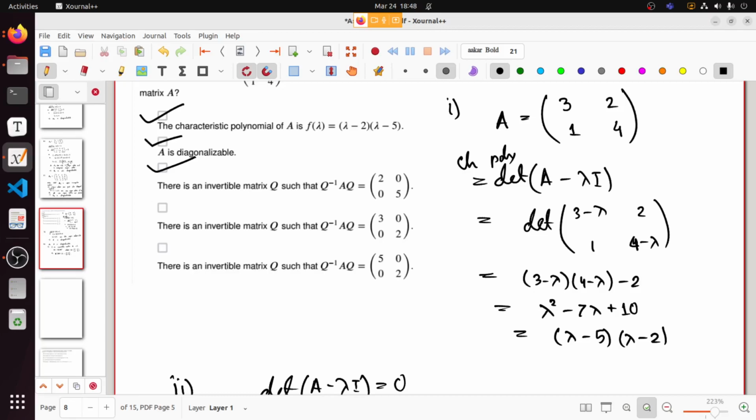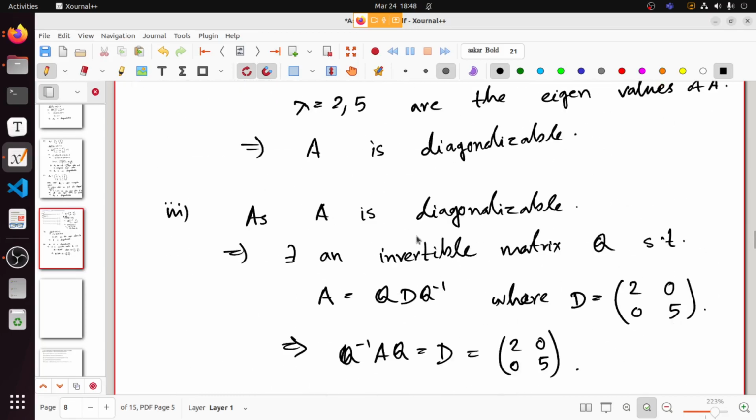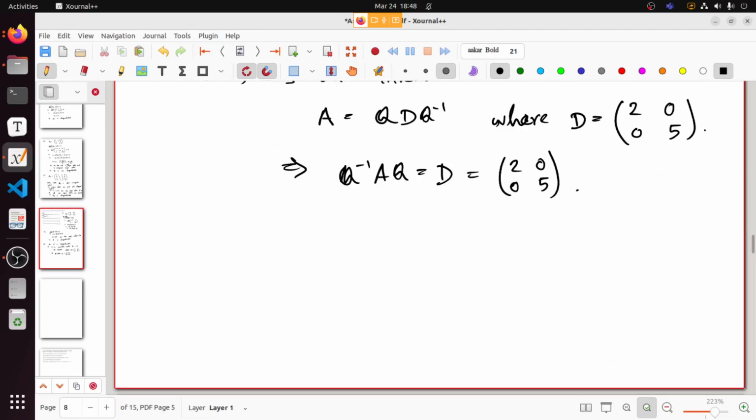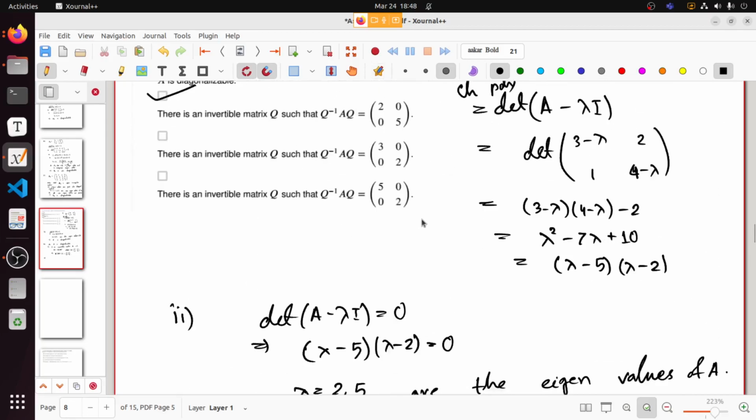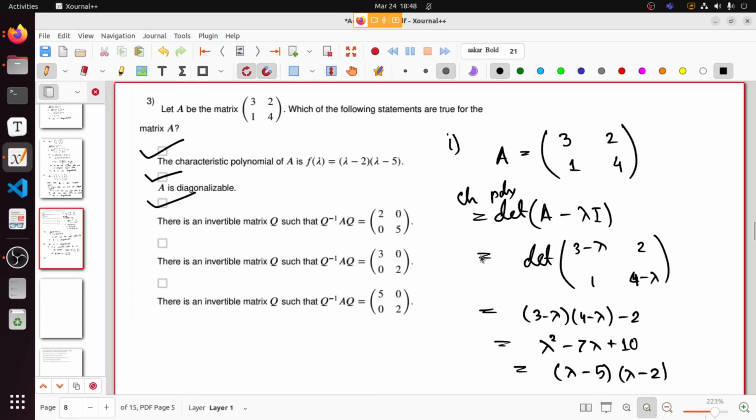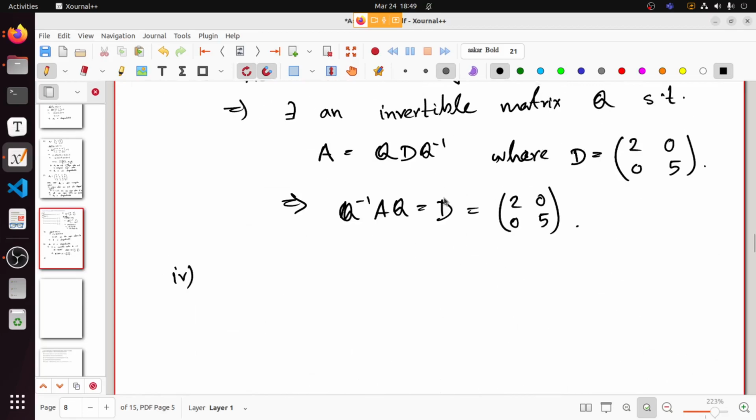Now you have to check option number 4. Option number 4 is saying that there is an invertible matrix Q such that Q inverse AQ is [[3, 0], [0, 2]]. Can A be written as a diagonal matrix with entries 3 and 2? If this happens, then 3 will be an eigenvalue, right? But this is not so. So there will not exist any invertible matrix, right?